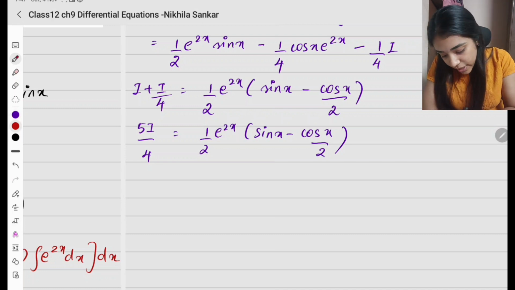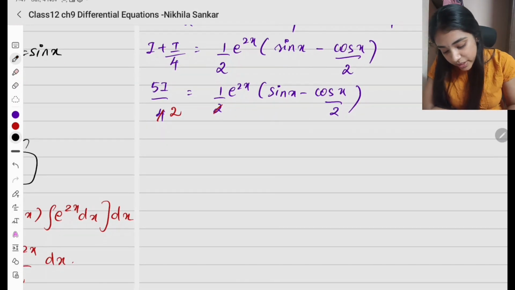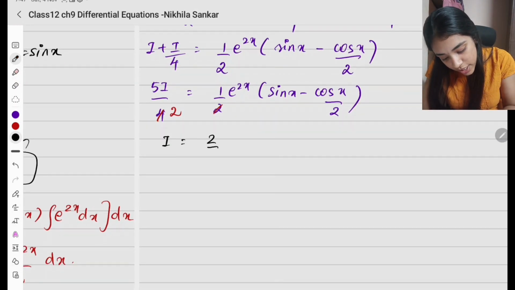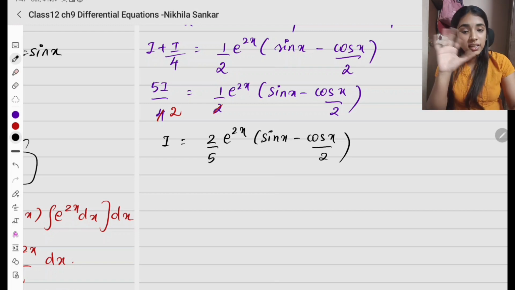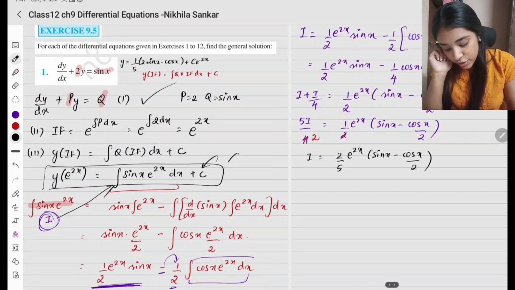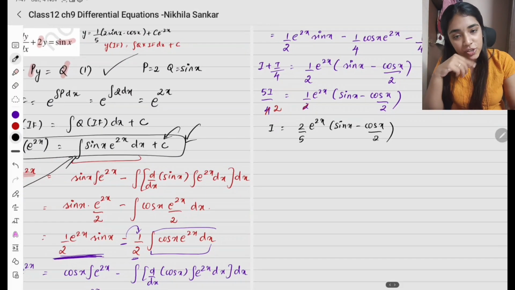So now what will cancel on this side? The 2 and the 4 get cancelled. So I'll be left with 5 by 2. So now taking it to this side, I equals 2 by 5 times e to the 2x times sin x minus cos x divided by 2. So now we have found I. So what is our final solution? You have to substitute everything in this. This is your general solution.